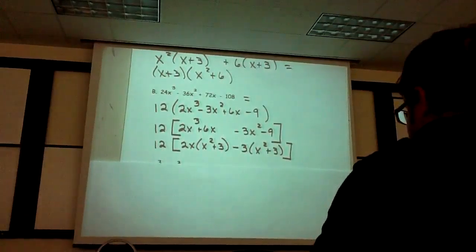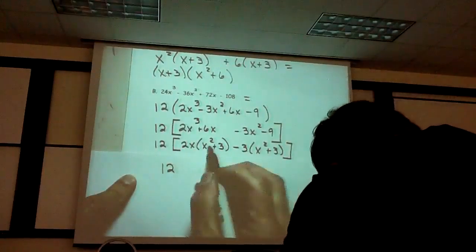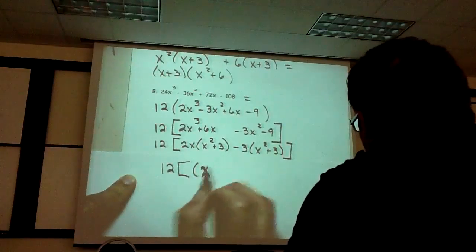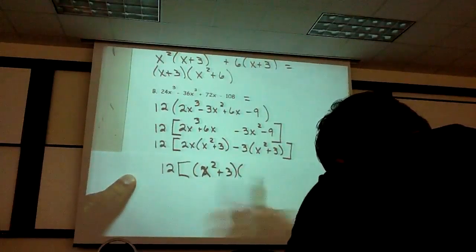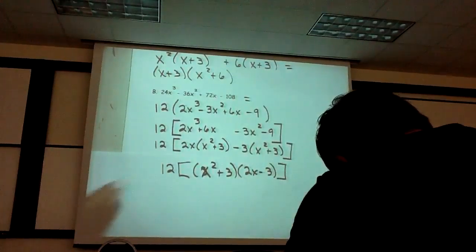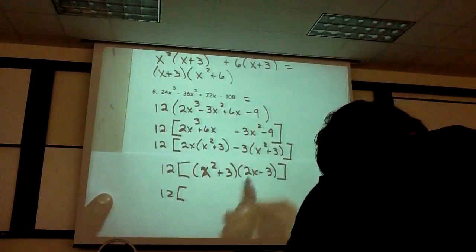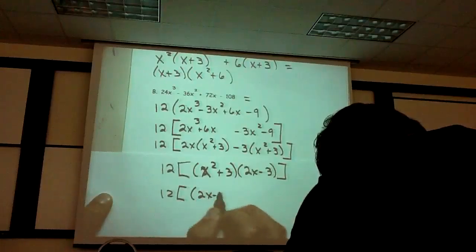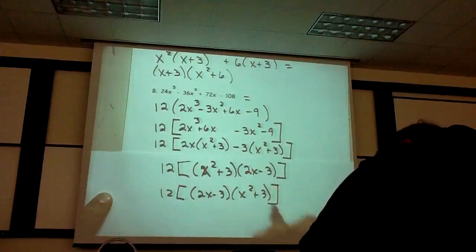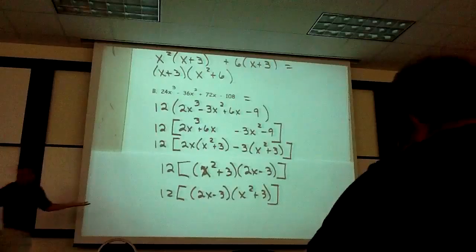We're going to take out the common factor now. X squared plus 3 is a common factor. 2x minus 3 is what's left over. You guys took out the common factor of 2x minus 3, and you found that x squared plus 3 was the remaining factor. Either way, same thing, right?